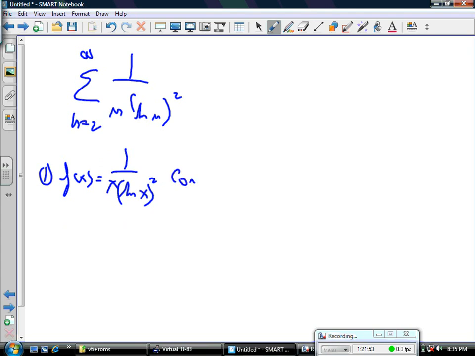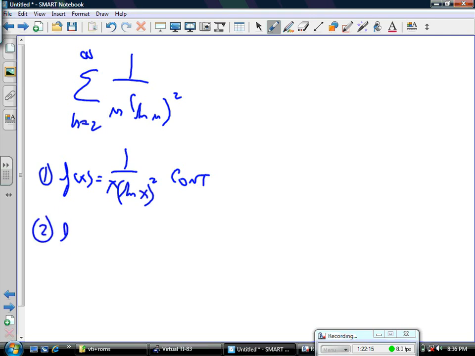All right, is it continuous for all x from 2 to infinity? Well, notice what's bad. What would make this fraction undefined if x is what? 0. Or when is ln x zero? At 1. But notice 0 and 1 are not in the domain of the problem. So is it continuous? Yes, it is.